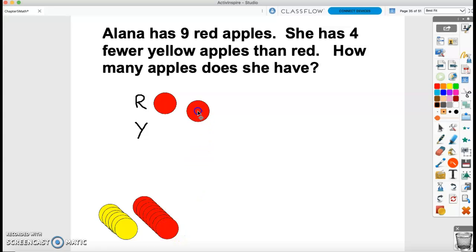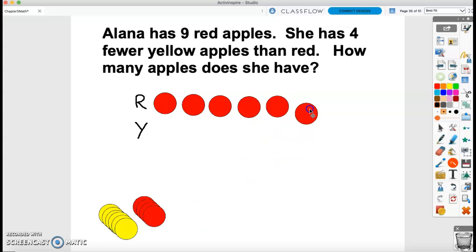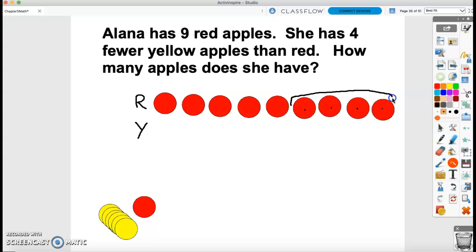1, 2, 3, 4, 5, 6, 7, 8, 9. So I know it says she has 4 fewer yellow apples. So I know that 1, 2, 3, 4. These 4 are going to be my extras.